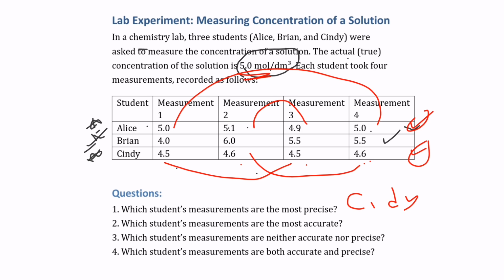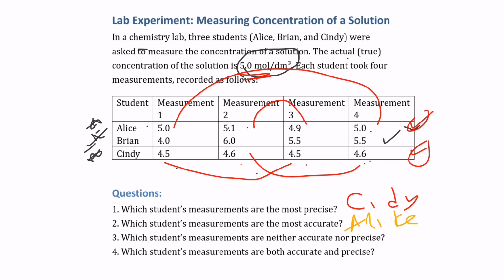So here the first, Aris, is closer here. Aris is closer compared to others. So which student measurement is most accurate, which is Aris. Yes, that is Aris. Then you go to question 3.